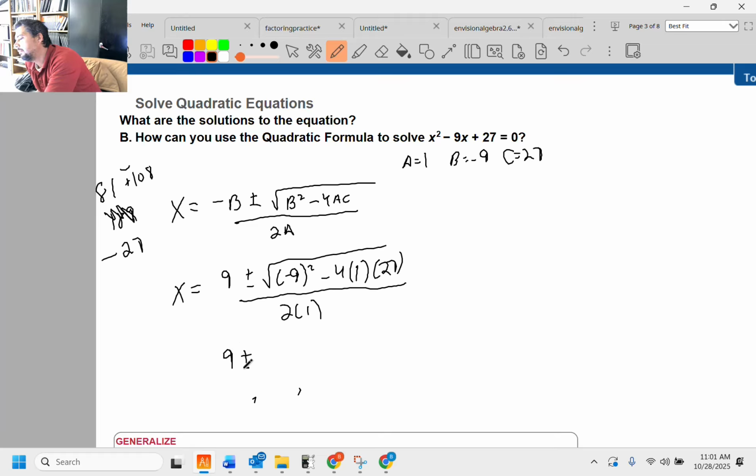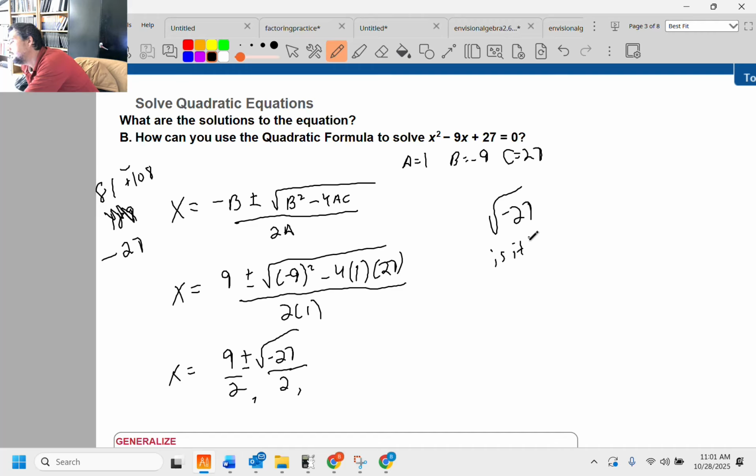All right, so we got 9 plus or minus root -27, both pieces over a 2. 2 times 1 is 2. Okay, so from the other day, the root of -27, is it real or imaginary? It's imaginary, kids. It's i root of a +27.